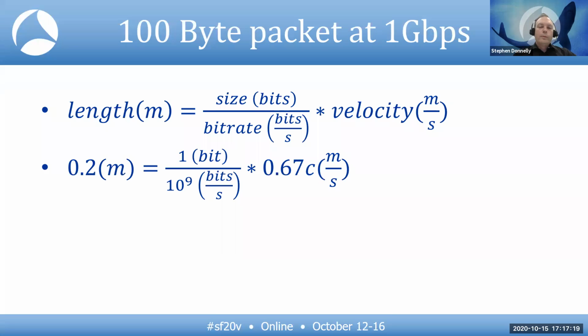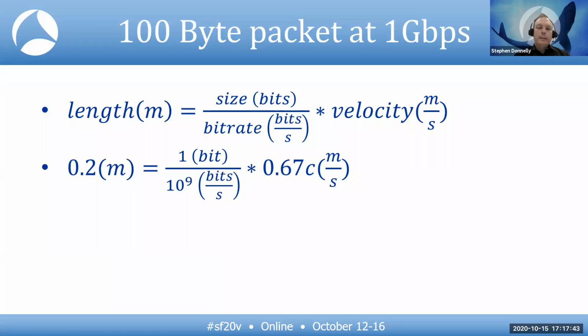So first of all, let's think about how long is 1 bit in a 1 gigabit network. So 1 bit divided by 1 billion bits per second is how long it takes to send 1 bit, which is 1 nanosecond, very conveniently. And then we need to know what medium we're going to send this through. So for the sake of argument, let's say we're going to send it through an optical fiber.